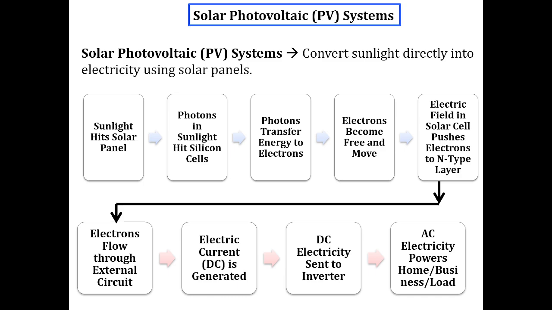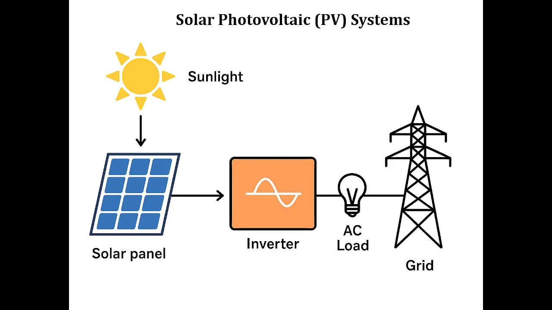Next slide. Solar photovoltaic system. This slide presents a simple practical arrangement of a solar PV system. Sunlight falls on the solar panel. The solar panel produces electrical energy in the form of DC. This DC output is connected to an inverter. The inverter converts the DC electricity into AC electricity.